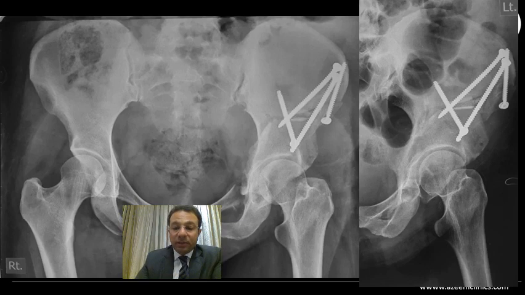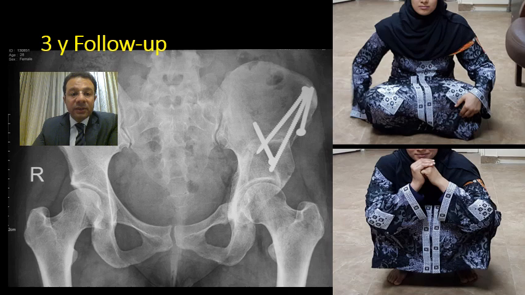Periacetabular osteotomy was done successfully for her, and here is the 3 years follow-up of her hip and function.